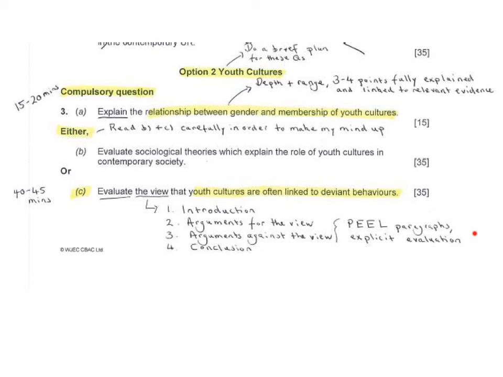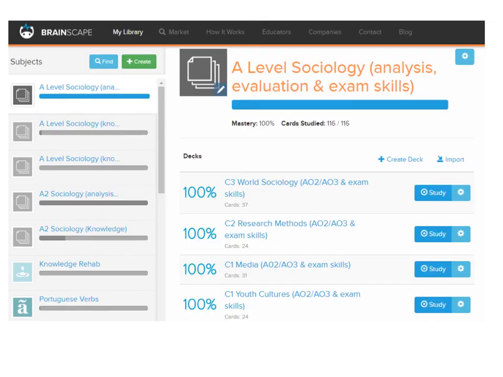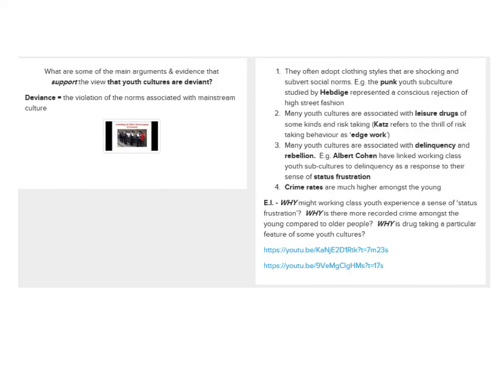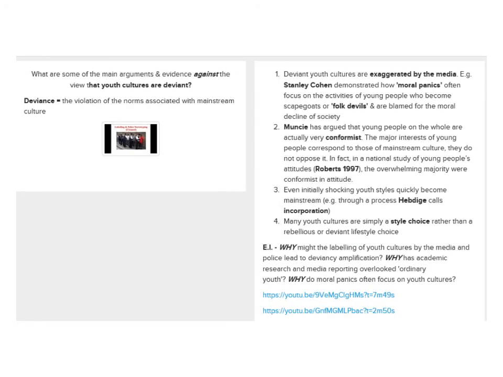But I'd be thinking very hard about making sure that I include explicit evaluation throughout my answer rather than just relying on juxtaposition. Now remember, one way in which you can practice the types of 15 and 35-mark questions that come up on component 1 is to make use of these exam skills flashcards on Brainscape. So for example, here's a flashcard that will help you with the second of the 2 35-mark questions that we saw on our practice exam paper on youth cultures and deviancy. And here's the other flashcard that goes with this type of question, where you've got to evaluate the view that youth cultures are associated with deviant behaviour.